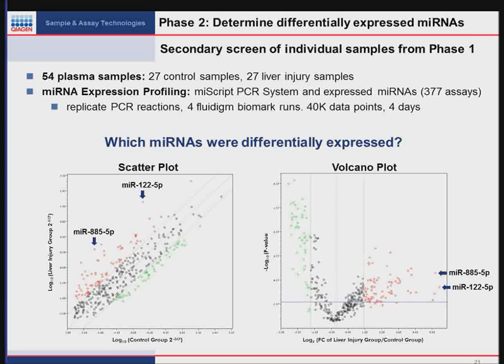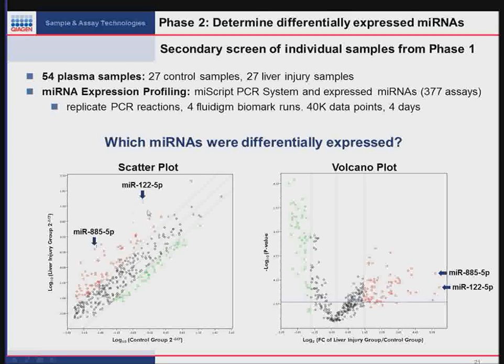And we can ask the question, which microRNAs were differentially expressed? So that's just two ways to look at it. One is a scatter plot, and things that are at the bottom are expressed at a low level, things at the top are expressed at a high level. And you can see differentially expressed things are colored green for being expressed at a lower level in the patients, and red are at a higher level.